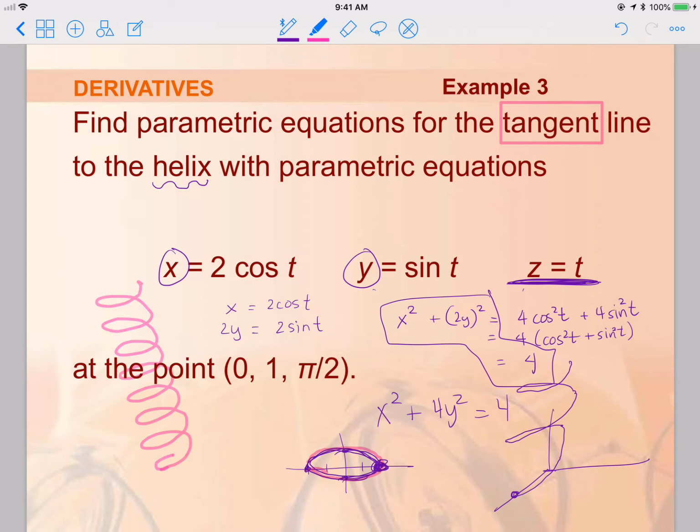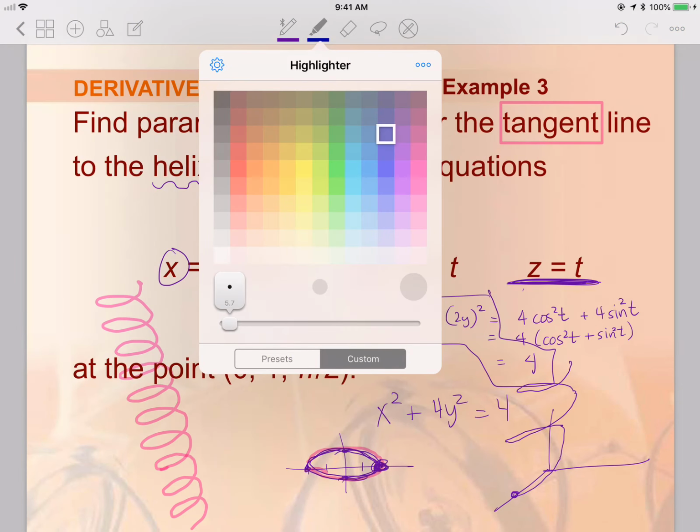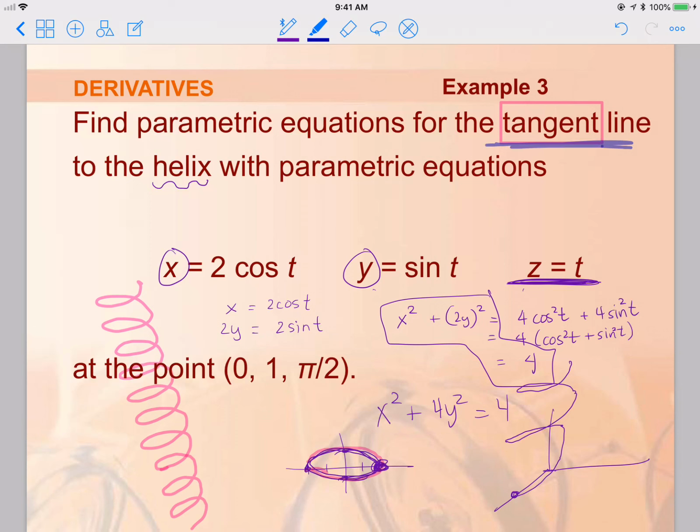Okay, and then when t is negative, you're going down. So that's called a helix. And the situation we're concerned about, we want the equation for the tangent line at the point x is 0, y is 1, z is pi over 2.